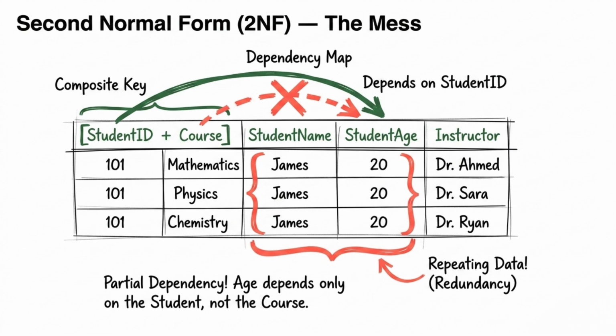Second normal form, 2NF, the mess. The 2NF problem is clear in this table. Student name and student age depend only on student ID, not on course at all. That's a partial dependency. James's name and age repeat across every single row, creating pure unnecessary redundancy that breaks under any update.